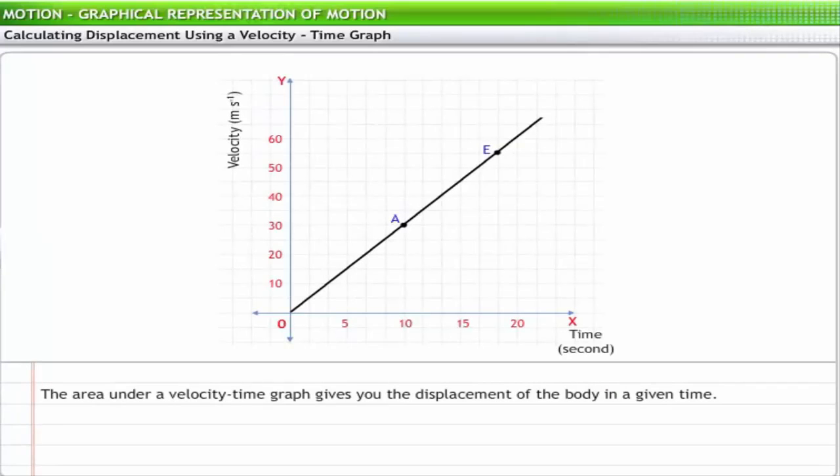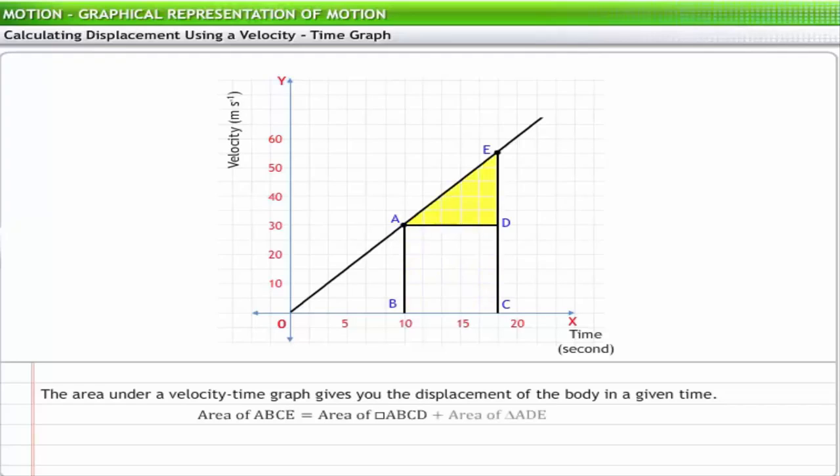Similarly, you can also determine the displacement of a body moving with uniform acceleration. Consider the velocity time graph. To determine the displacement of the body between points A and E, from both points A and E, draw two lines parallel to the y-axis, intersecting the x-axis at points B and C respectively. From point A, draw a line parallel to the x-axis to intersect the line CE at D. The area under the velocity time graph between points A and E is the sum of the areas of the rectangle ABCD and the triangle ADE. Hence, the displacement is equal to S is equal to AB multiplied by BC plus half of AD multiplied by DE.